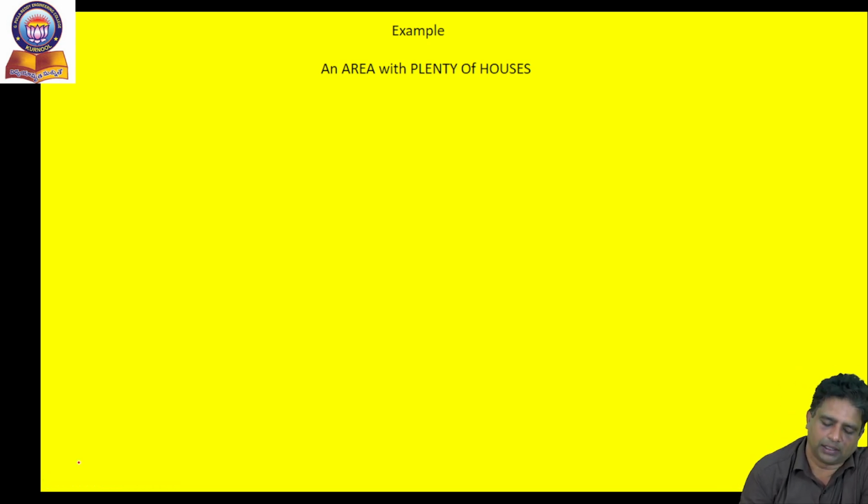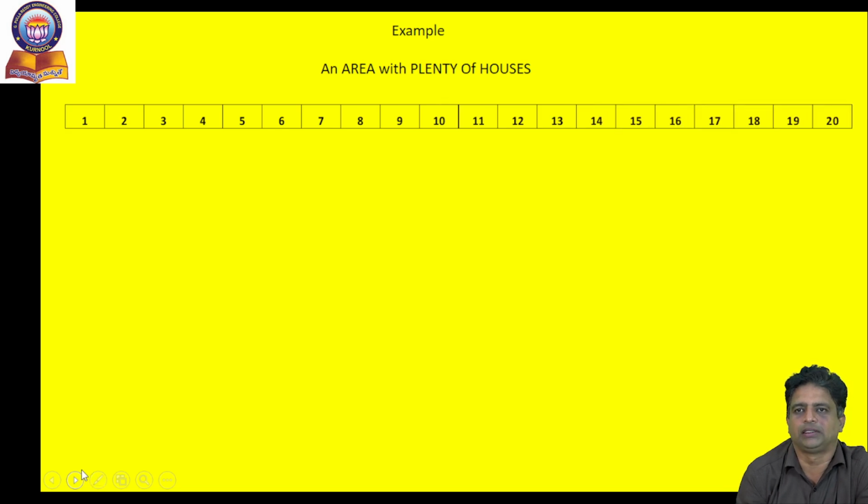A simple example most probably represented in many textbooks is, let us take an area which is having plenty of houses, and let us say we have to deliver some information or a post to one of the houses in these 20 location examples. For example, we have to deliver a post to the 16th address here.